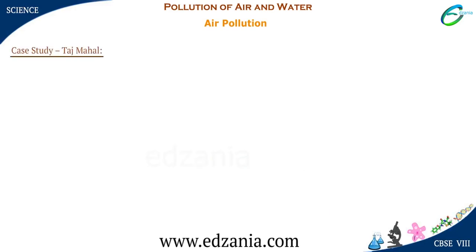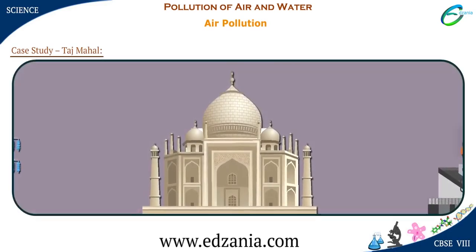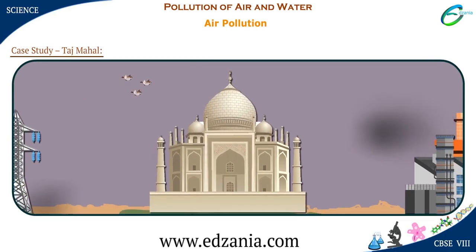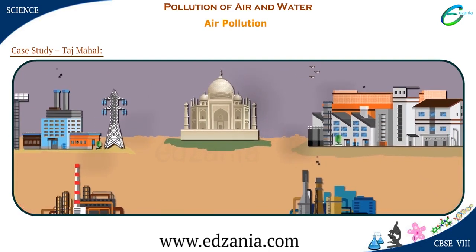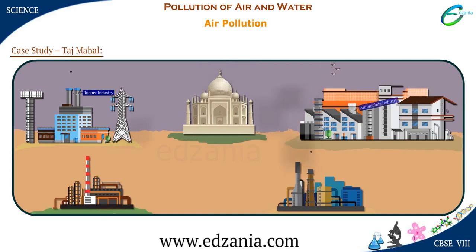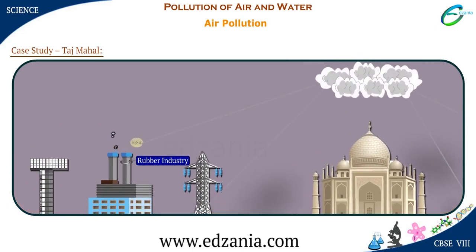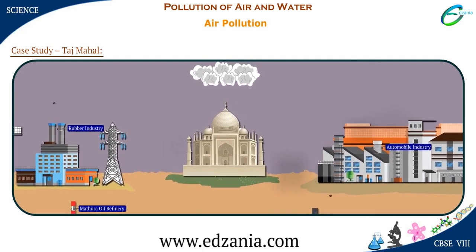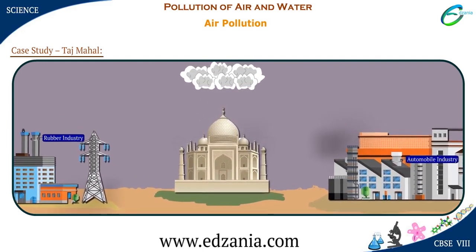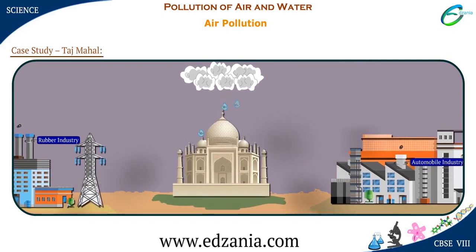Case study: Taj Mahal. Let us understand how air pollution has affected one of India's most famous attractions, the Taj Mahal. There are many industries located in and around Agra, such as rubber industries, automobile, chemicals industry, and especially the Mathura oil refinery. These industries produce pollutants like sulfur dioxide and nitrogen dioxide. These gases then react with water vapor present in the air and form sulfuric acid or nitric acid. The acids then drop down with rain, making it acidic.